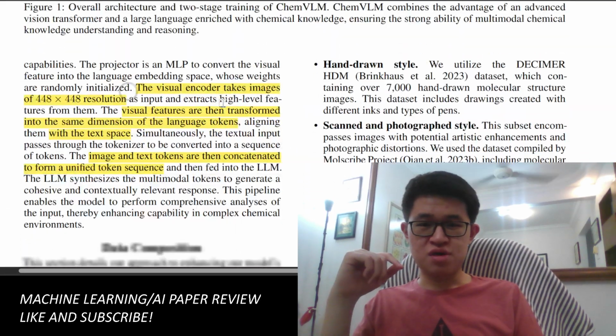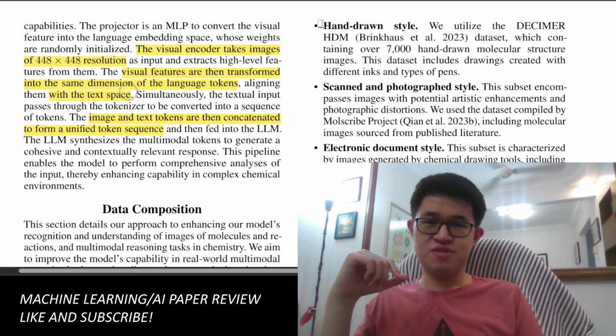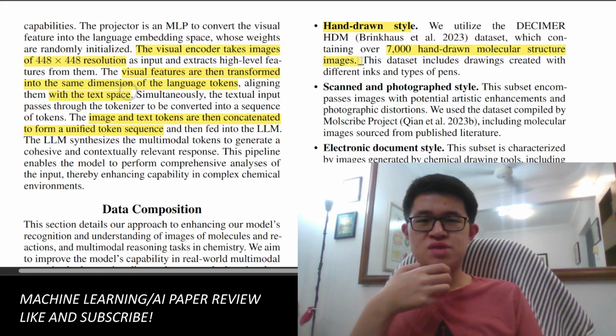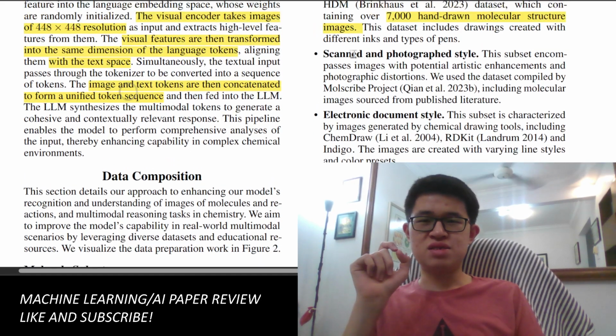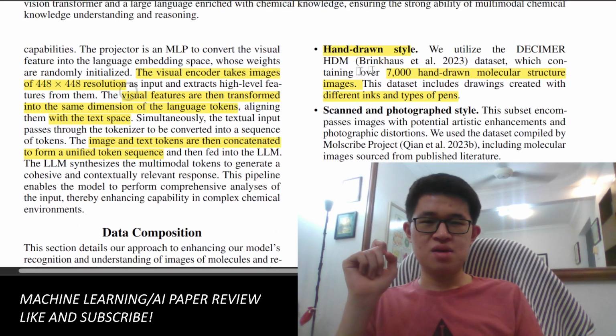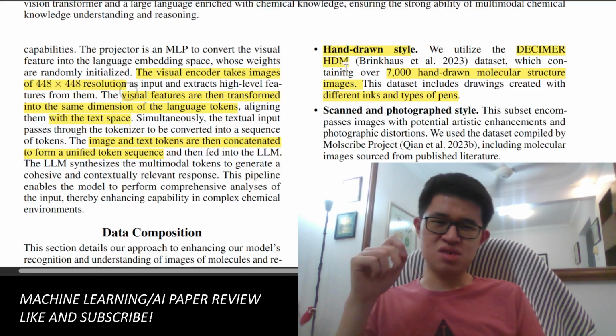The sources are as follows. So they get some hand-drawn images. It's over 7,000 molecular structure images hand-drawn, and drawn using different inks and types of pen. This dataset is called Decimer HDM, hand-drawn molecules, I think.